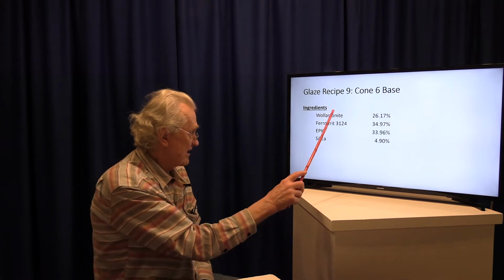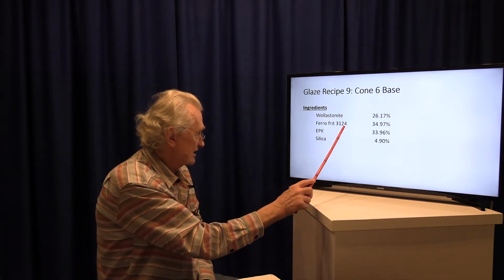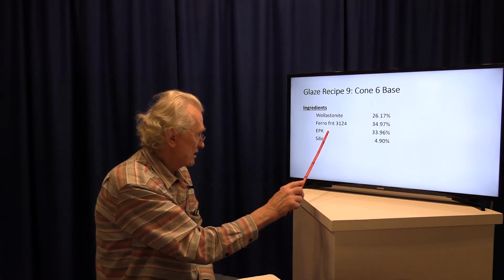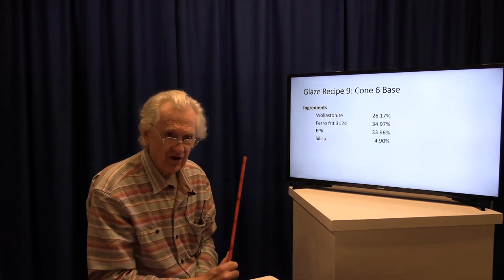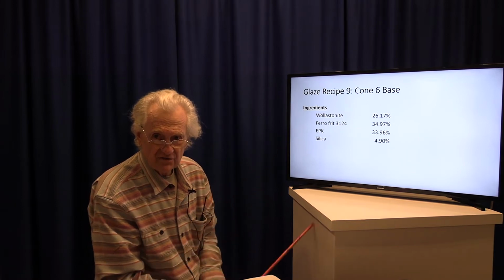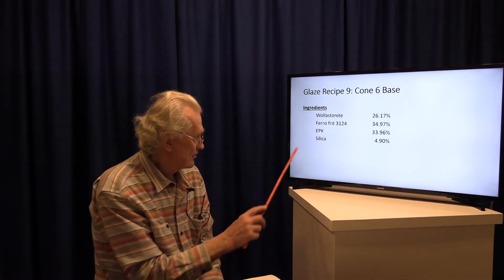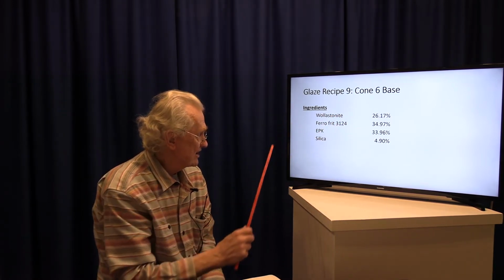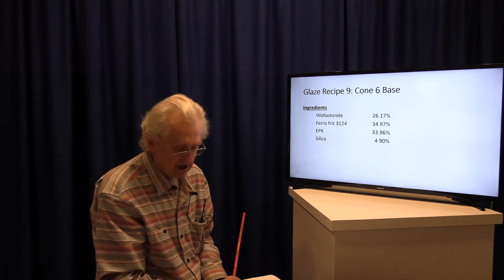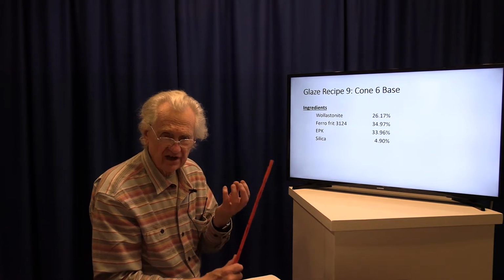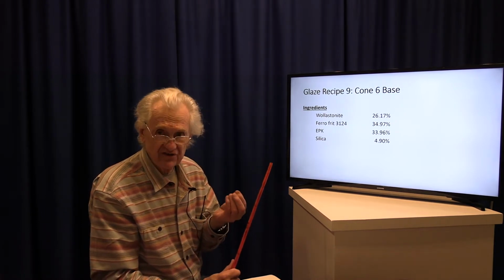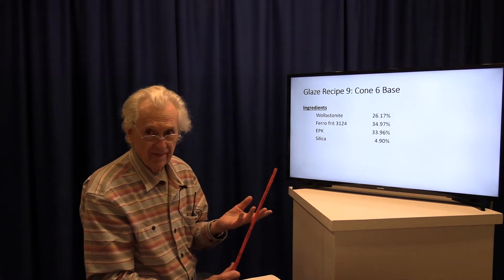If I cool it slowly enough, I've got a lot of calcium coming from here, a lot of calcium coming from here, and a lot of aluminum oxide coming from here, and silica. Well, there's a kind of feldspar called anorthite, which forms crystals very readily. So with this composition, I can look at it and say, if I cool it slowly enough, it's probably going to be satiny, because it's going to form these little tiny crystals when it cools. It's probably going to be a satiny glaze, and it is.